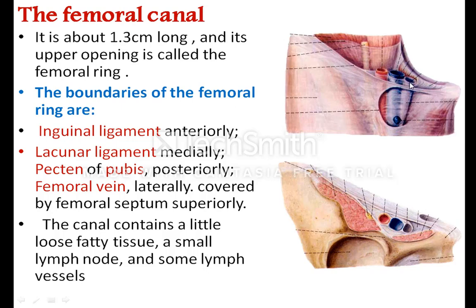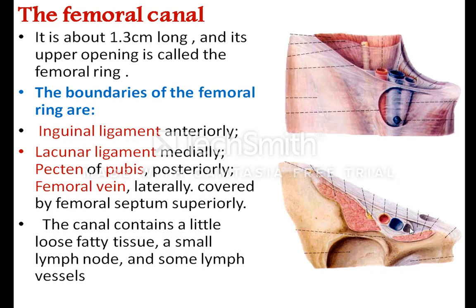The boundaries of this ring are the inguinal ligament, which is found here anteriorly. Medially here we have the lacunar ligament. Posteriorly here we have the pectineus or the pubis, we can see the bone. And laterally here we have the vein forming the lateral boundary. So the content of this canal is loose fatty tissue and small lymph nodes and lymph vessels.